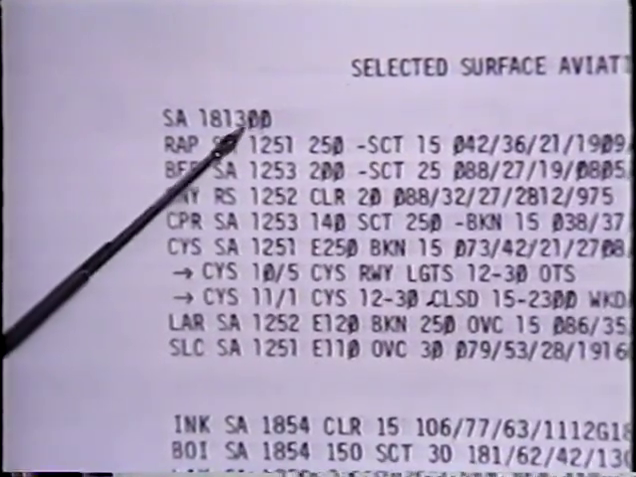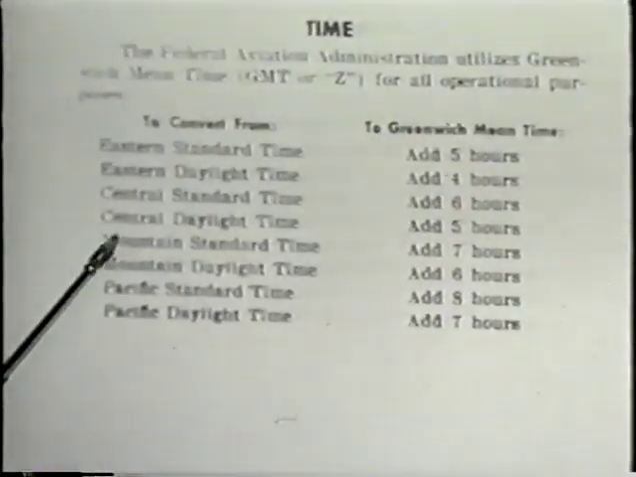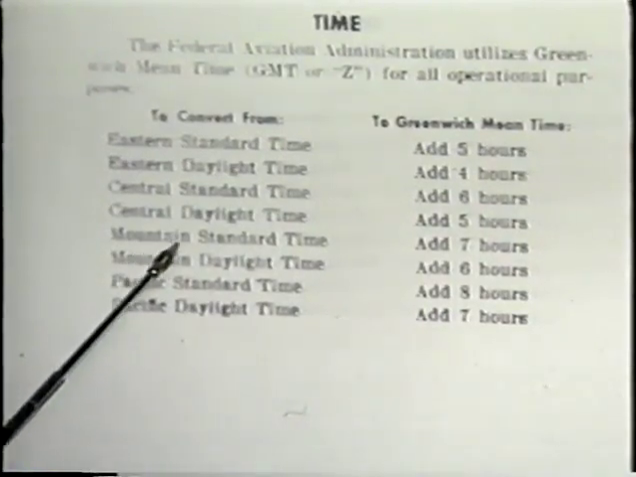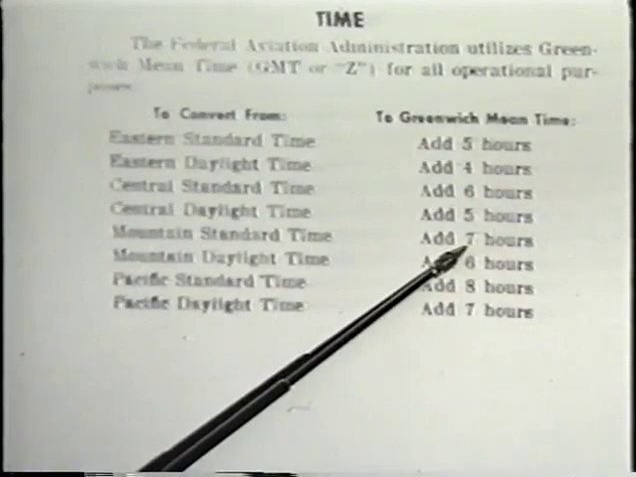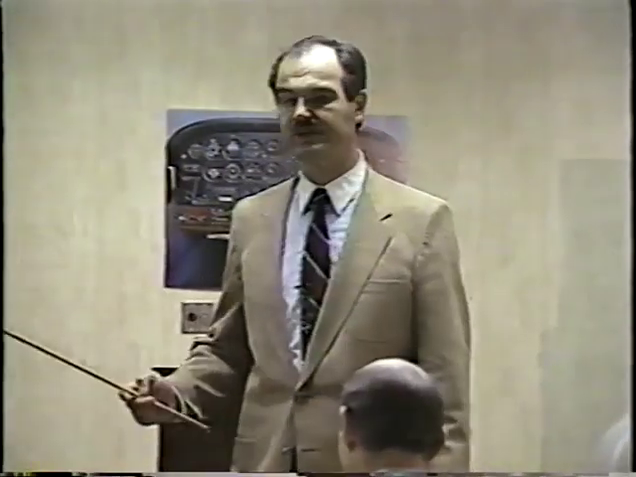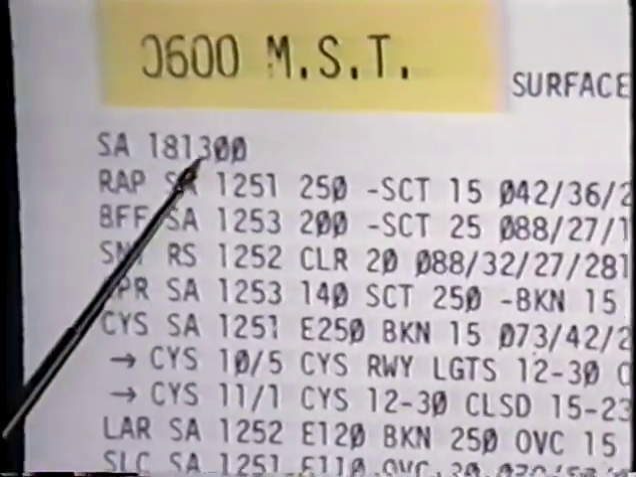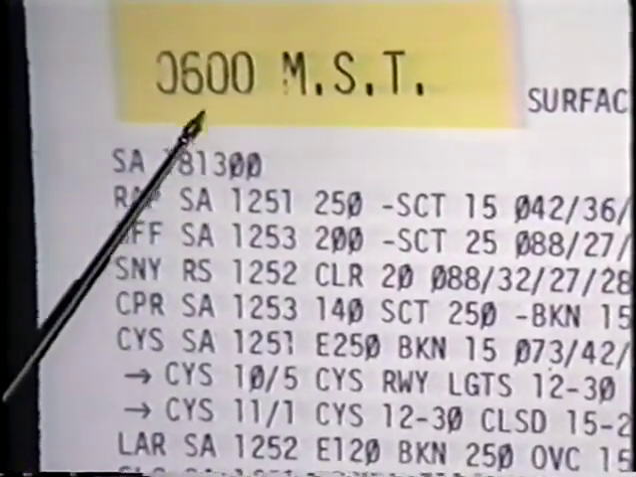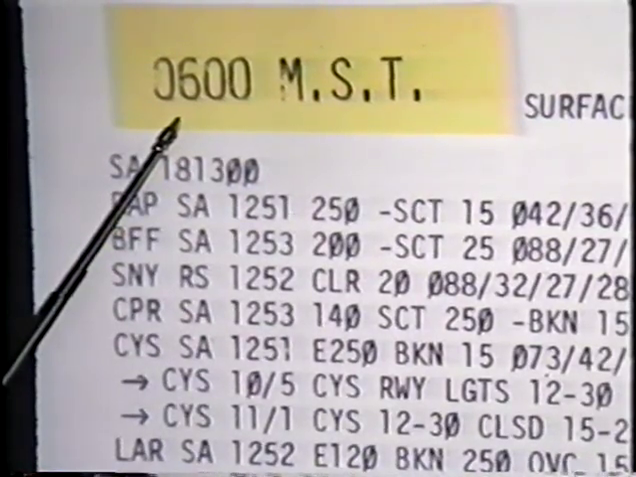However, you might be asked to convert back to a particular time zone. They're going to give you this that you see on the bottom of page 39. Now tell me this, what's the conversion to Mountain Standard Time? How many hours difference is that? 7. Of course, that's 7 if you want to convert to Greenwich time. Well, this is given in Greenwich time, and if I want you to convert to Mountain Standard, you'd subtract 7, and that would mean that the correct time is 06 Mountain Standard Time.